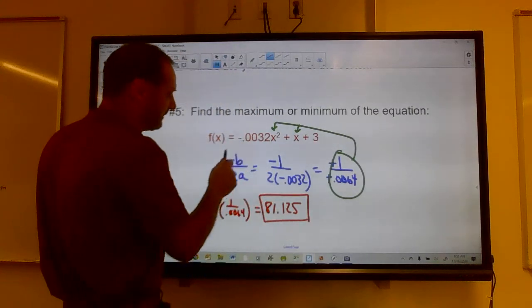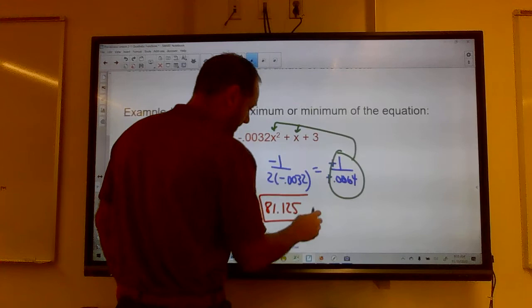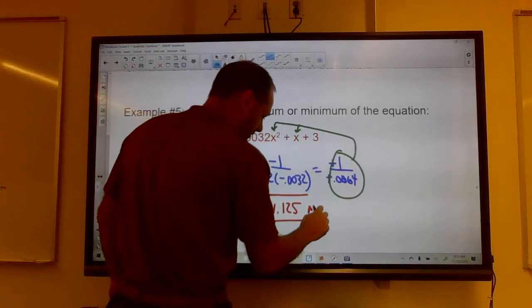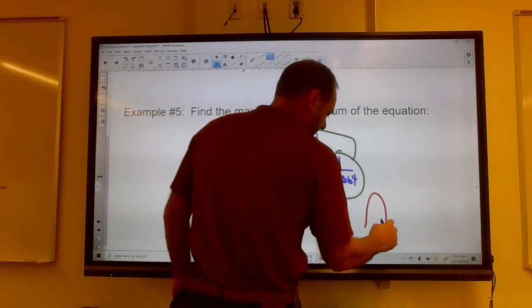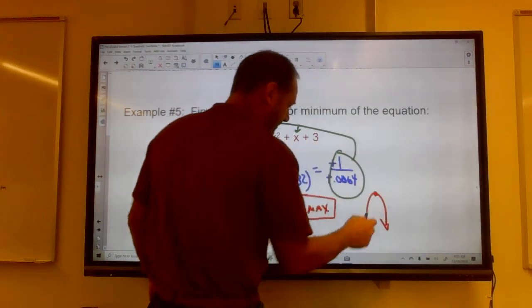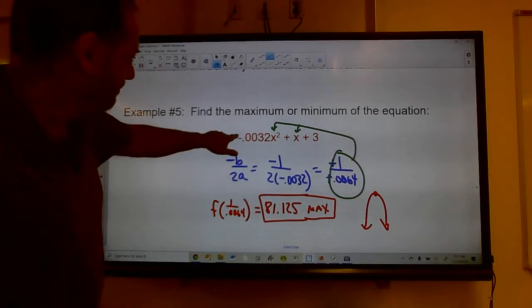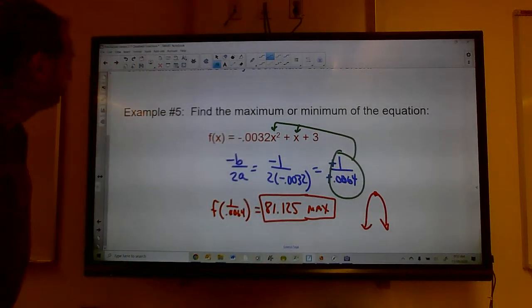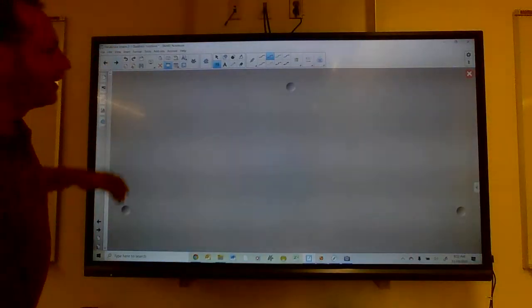Okay, now this is negative, so it's upside down. So I know that this thing is a maximum. Because it's an upside down parabola, it's going to look like this. It's going to have a maximum right there. If this was positive, I would know that would be the minimum.